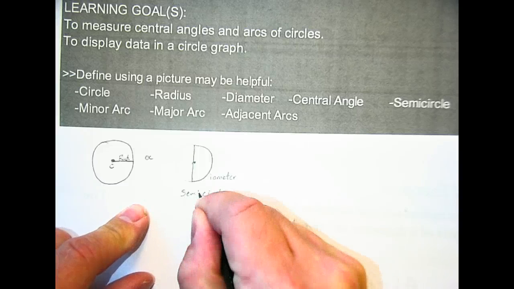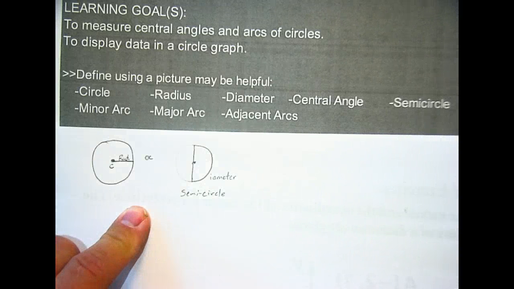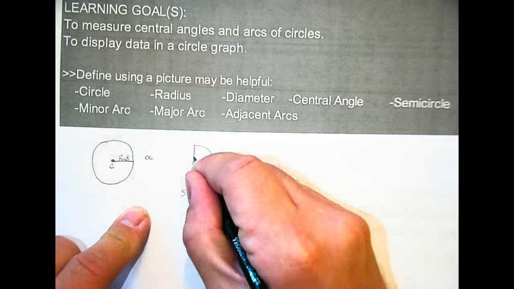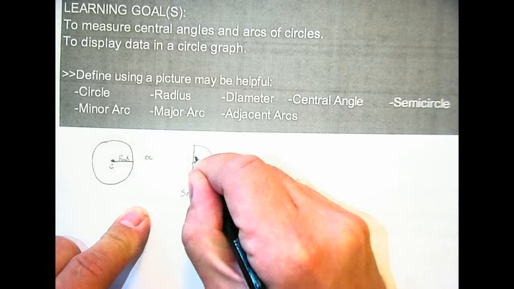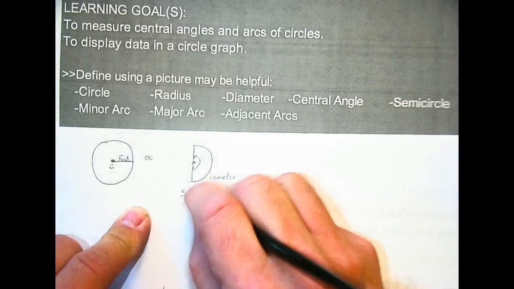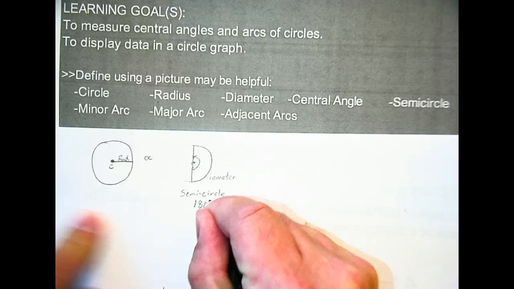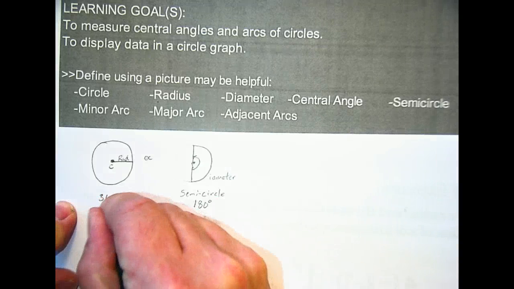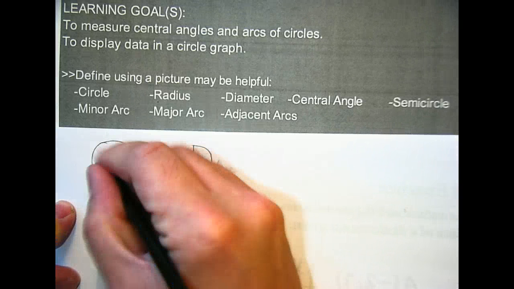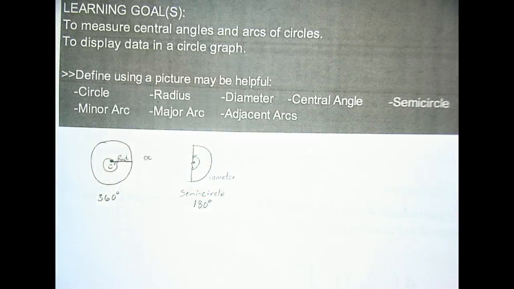Okay, what does a semicircle measure in degrees? Yeah, it measures 180. It's half of a circle. What's a circle measure in degrees? 360. Okay, a semicircle is 180. It's half of a circle, whereas a full circle is 360 degrees. Okay, so from here all the way around, we end up with 360.